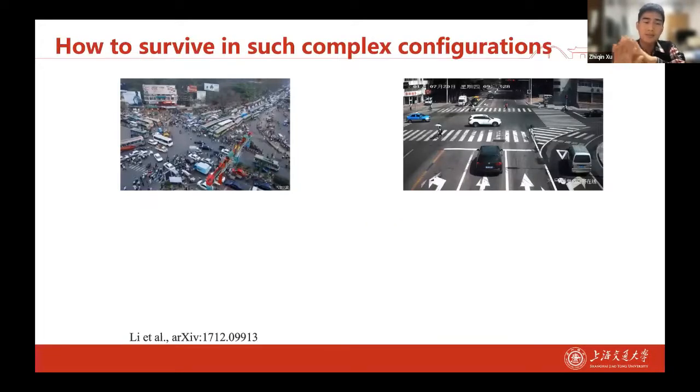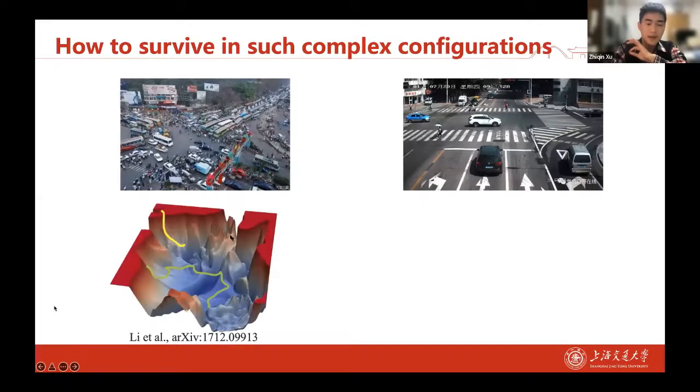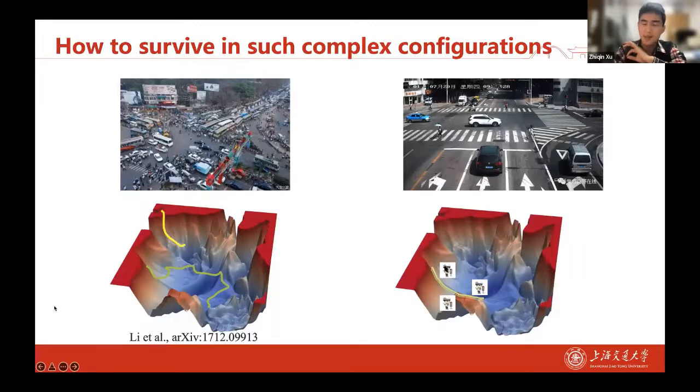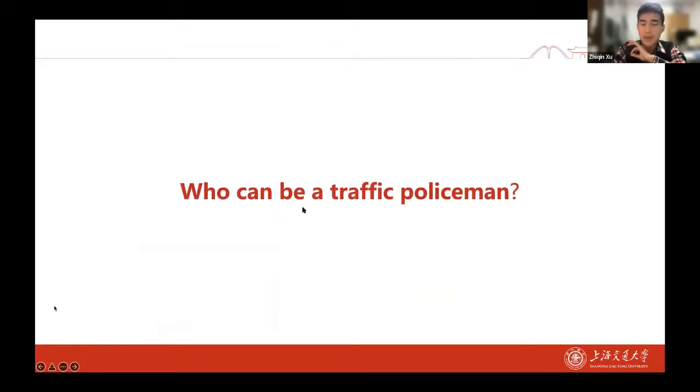So we know the loss landscape is very complicated, just like a very complicated traffic system. If there is no light, the road will be very crowded. And if there is a traffic light, and every car or person goes under the guidance of the light, everyone can run smoothly. Similarly, the loss landscape is very complicated, but in practical training, we found the training seems not so complicated. It seems there's some guidance in the neural network, and the training can be easy. So who can be a traffic policeman in the loss landscape?